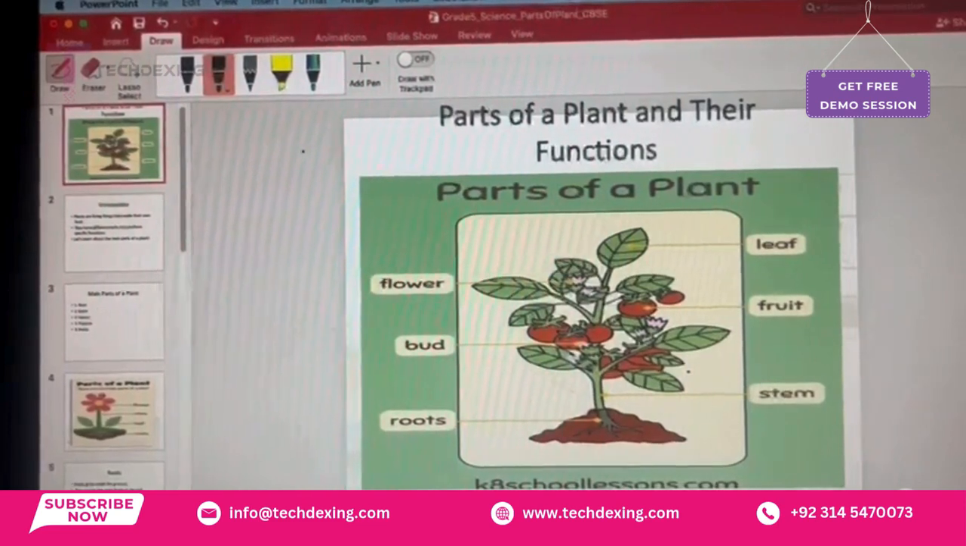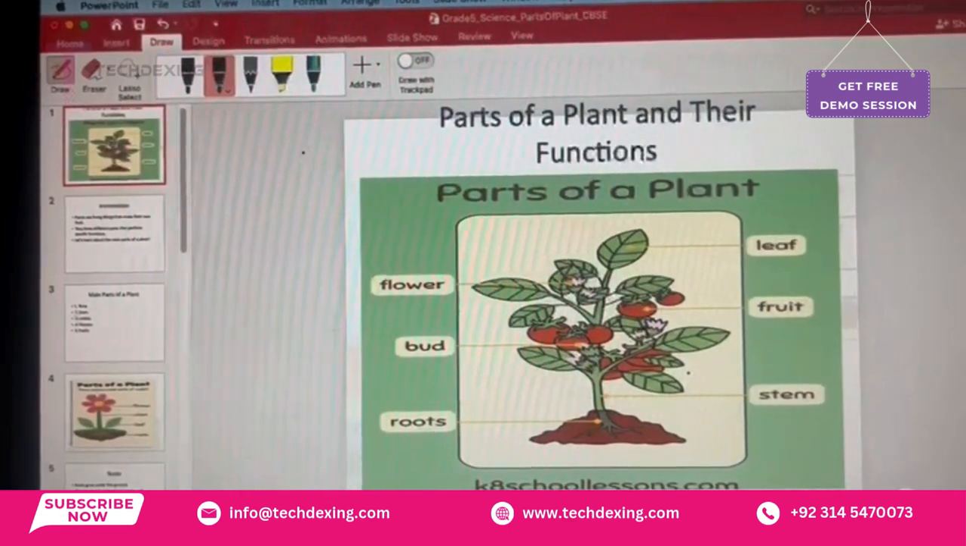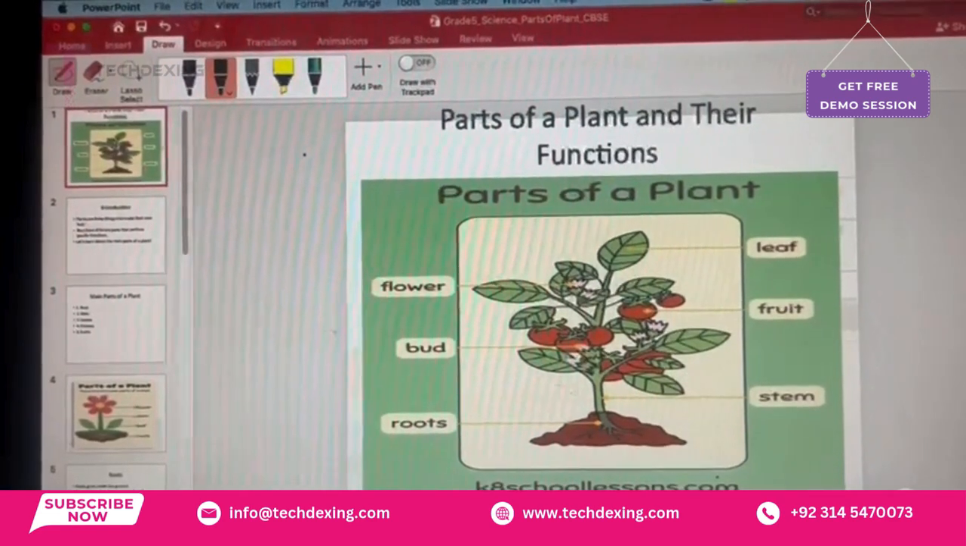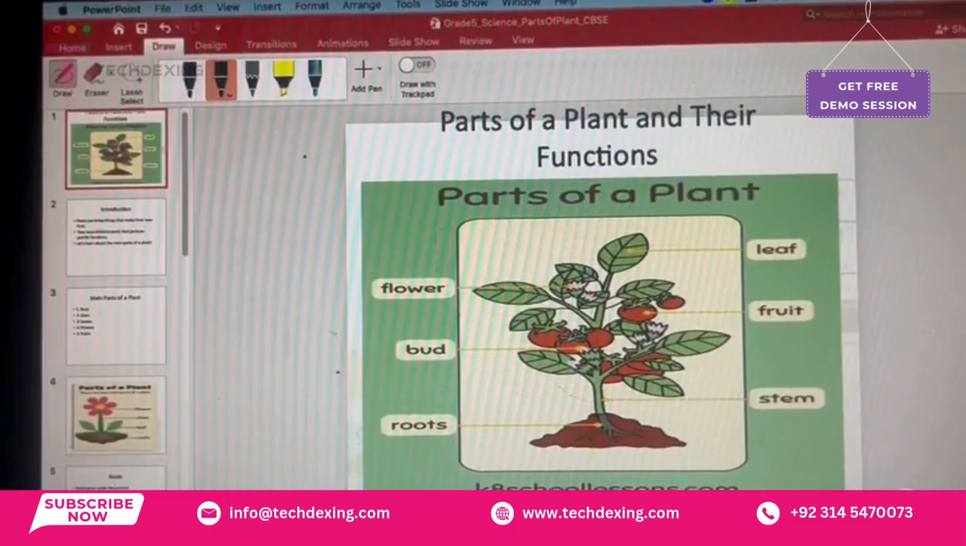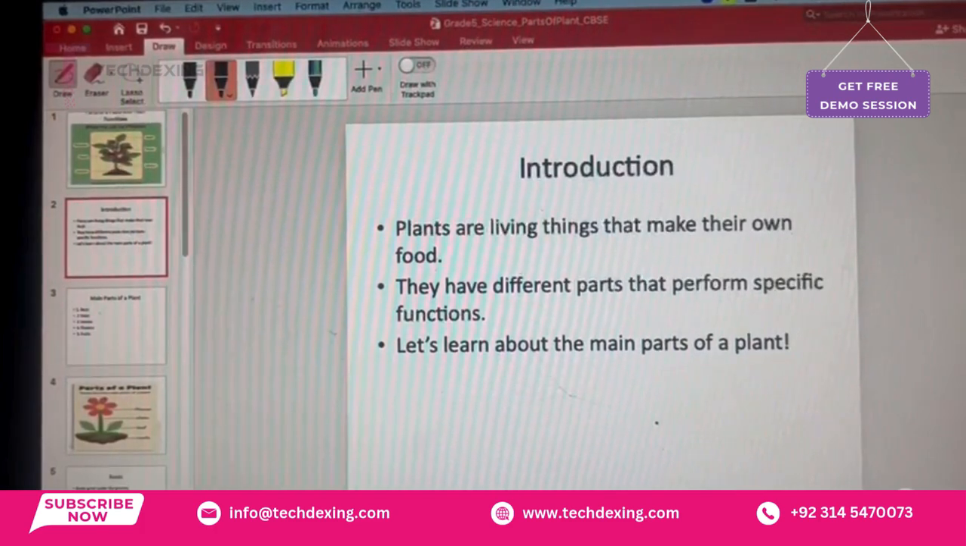So here we go. Do you know what plants are? Do you know what their function is? Anything? Okay, great. So plants are basically living things that make their own food.